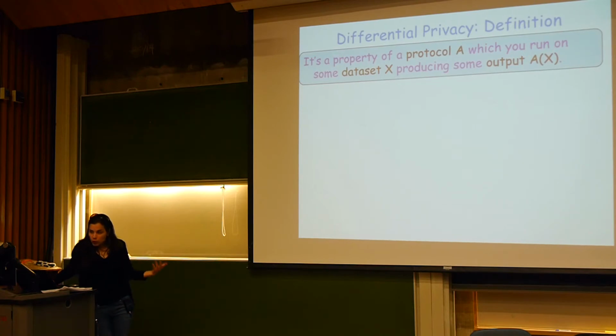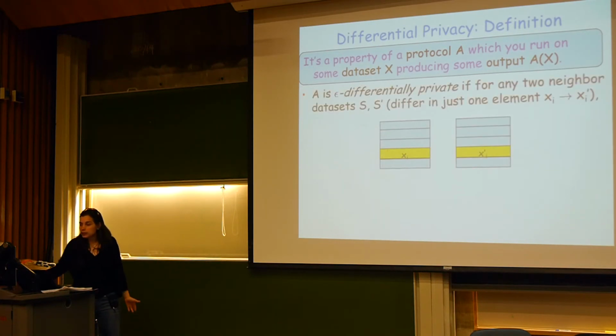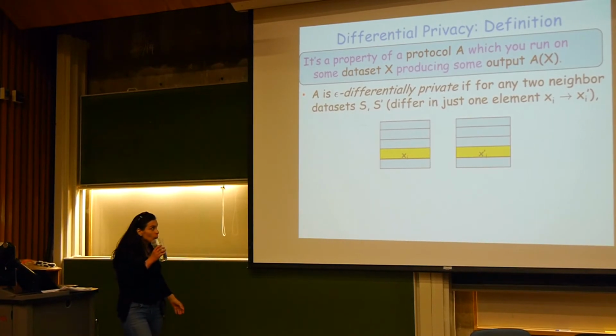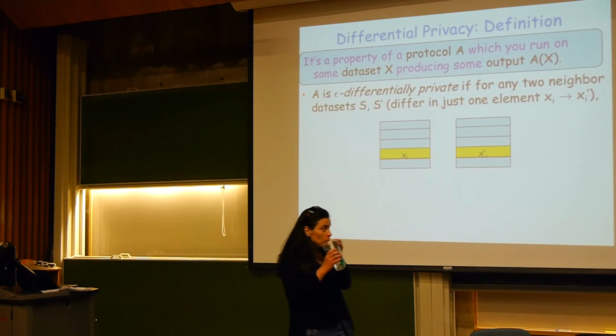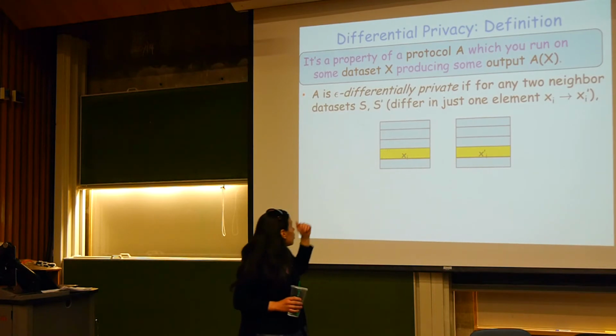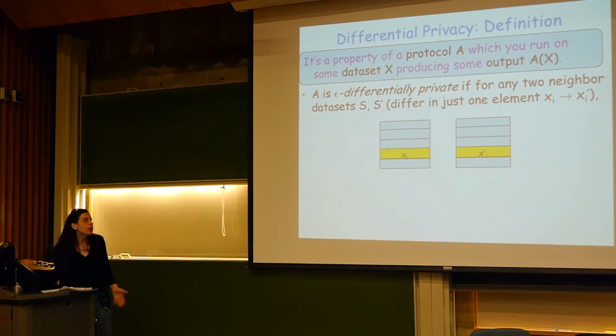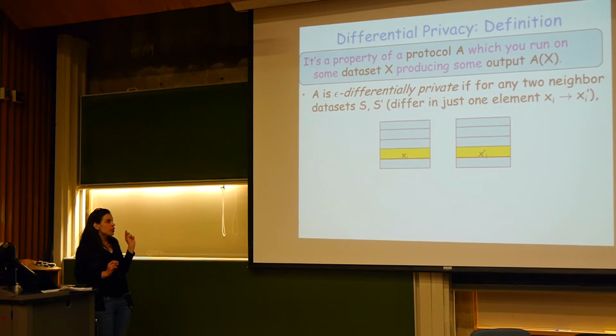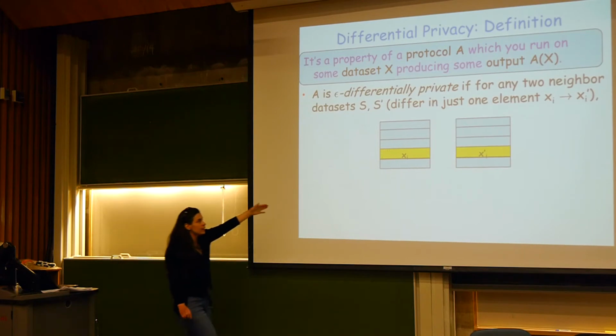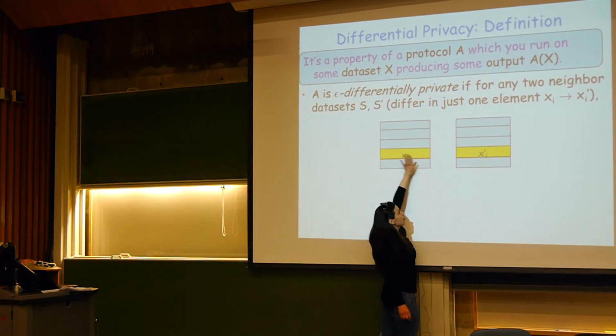A bit more formally, differential privacy is a property of a protocol A that we run on some data set X in order to produce some output A of X. And this is the formal definition here. Our algorithm A is differentially private if for any two neighboring data sets that differ in just one entry, like these two neighboring data sets here, they're identical except for the ith entry.